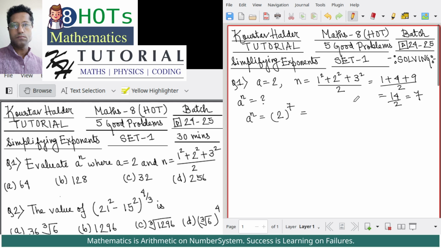Now, what is 2 to the power 7? You can break it down like this: 2 to the power 7 is 2 to the power 4 multiplied by 2 to the power 3. Some powers of 2 you must be well aware of, like 2 square, 2 cube, 2 to the power 4, or even 2 to the power 5, at least up to 2 to the power 10. So 2 to the power 4 is 16, and 2 to the power 3 is 8. So 16 into 8 is 128.